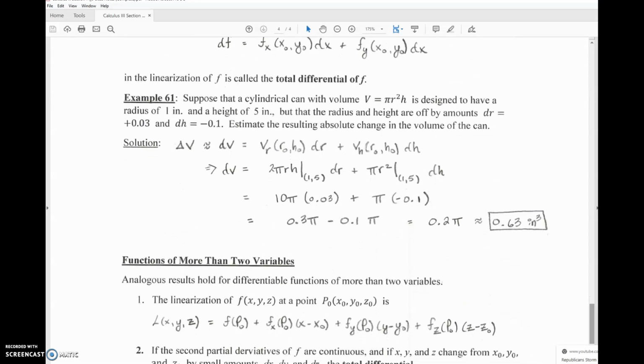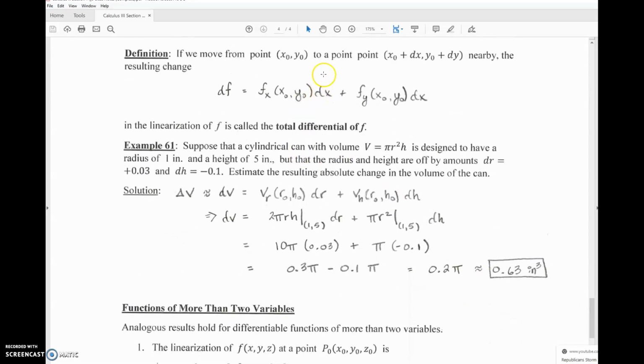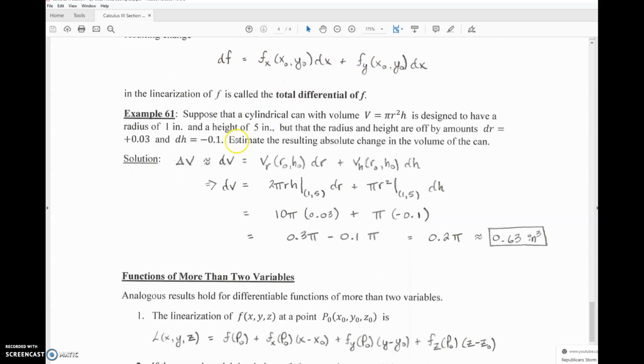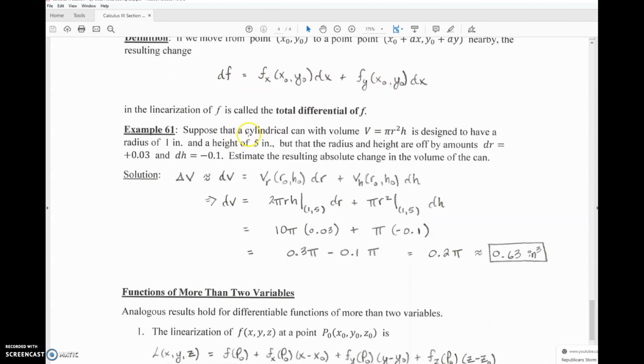When you come over here, now we're going that distance dx. So instead of x minus x naught, we're calling that dx. This piece is called the total differential of f, and we can use that just like we used differentials back in Calc 1.